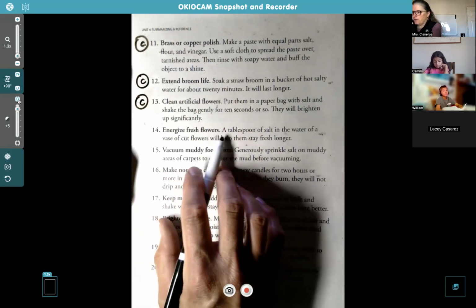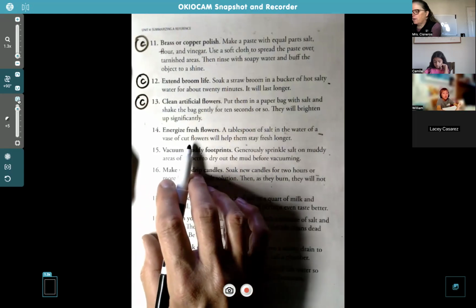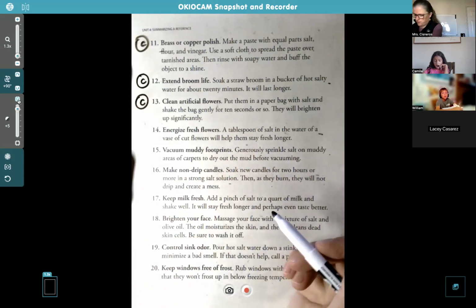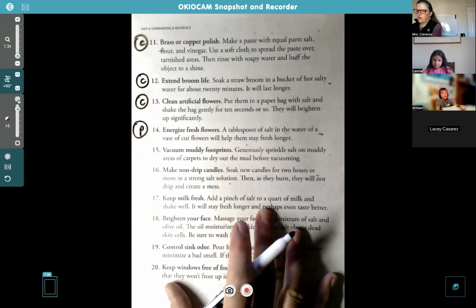Energize fresh flowers. A tablespoon of salt in the water of a vase of cut flowers will help them stay fresh longer. That's a plant, so I'm going to put a P here because those are fresh flowers.